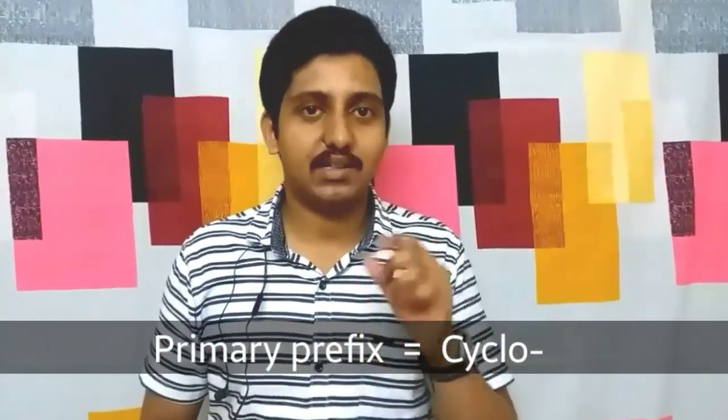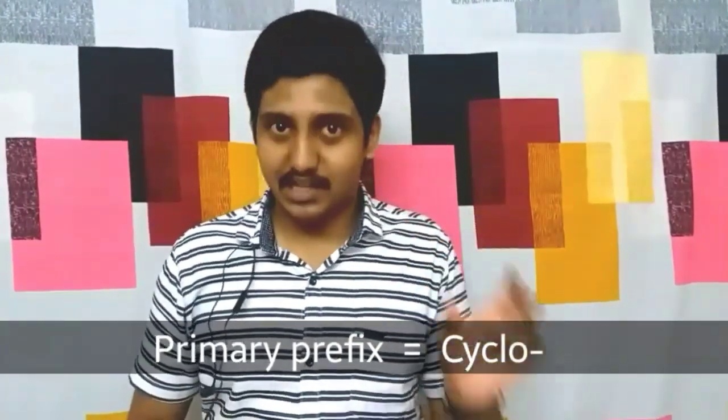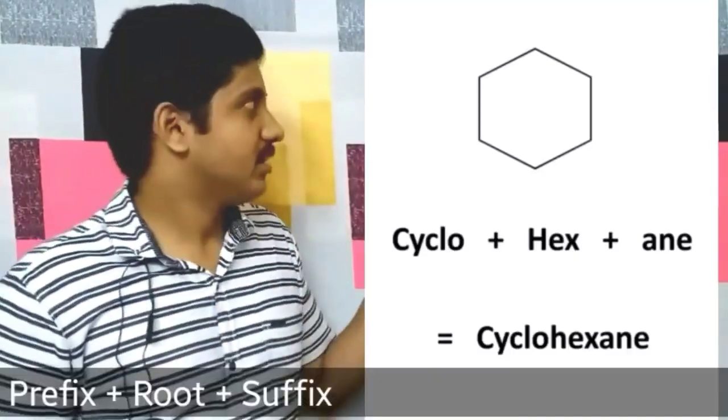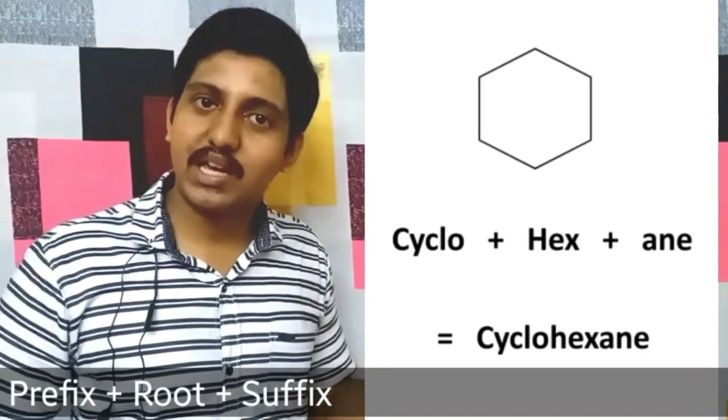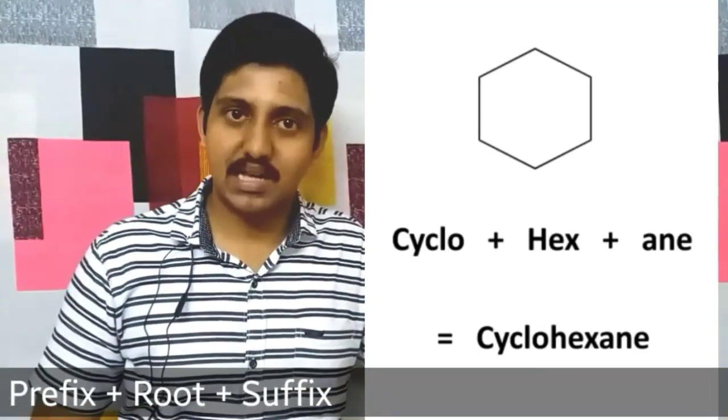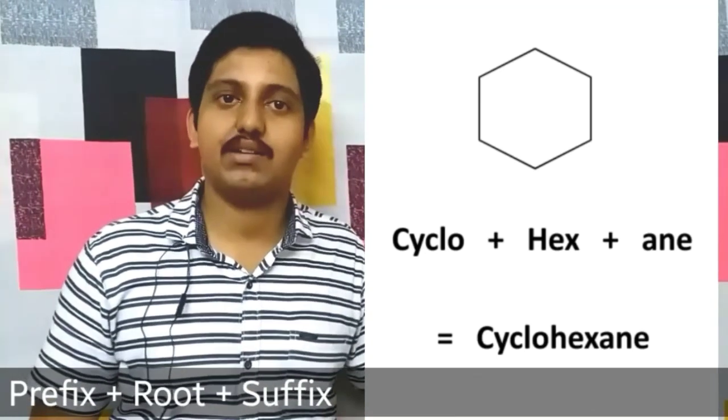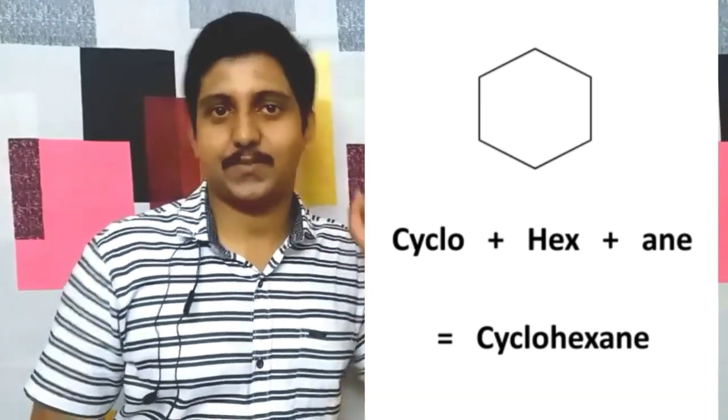And what is now a prefix? The prefix is nothing but the word that is added before the word root. And there are generally two prefixes, a primary prefix and a secondary prefix. The primary prefix tells whether the compound is alicyclic or aliphatic. Generally for alicyclic, we add the primary prefix cyclo. And here you can see cyclohexane. How the name comes: cyclo, the primary prefix, plus hex, the word root, and ane, the primary suffix. I will tell it later.